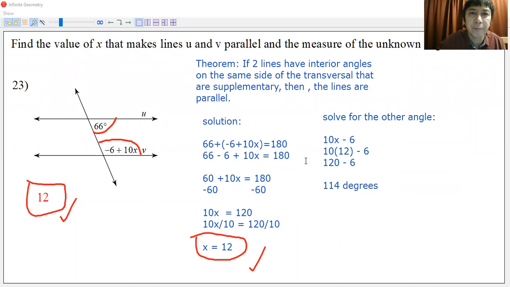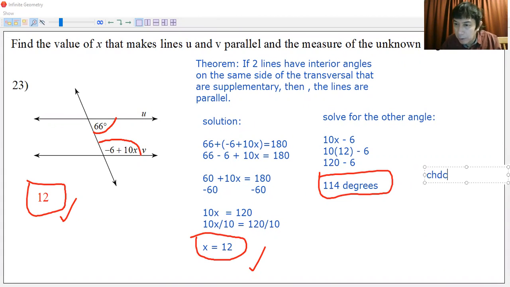There. That's 114. Now a little check. 114 plus 66. How much will that be? Check. We have 114, and then we add 66. 10, carry 1, 8, bring down 1. That's 180. All right. And so the values of the angles are correct. This must be the right value, 114.